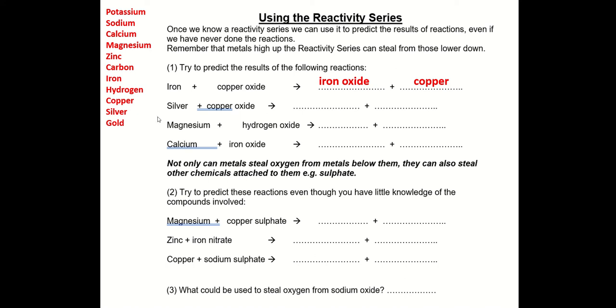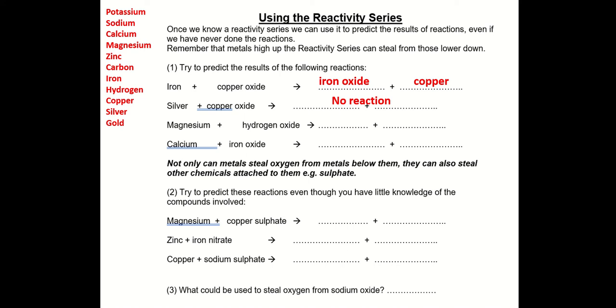Now look at the next one. So the next one we've got is silver and copper oxide. Now if we look at those, copper is there, silver is there. So can silver steal away from copper? No. So therefore, that can't react. No reaction. So those two substances wouldn't react. And you've never seen that reaction before. I don't think I've even seen anybody attempt that reaction, but it doesn't work. It doesn't have a reaction. And we've worked it out from the reactivity series.